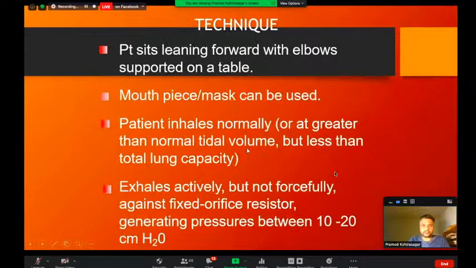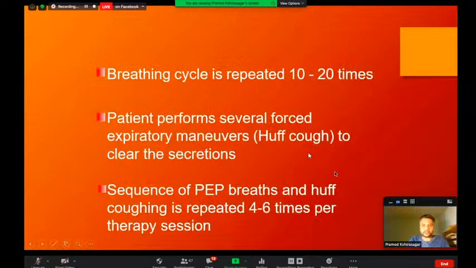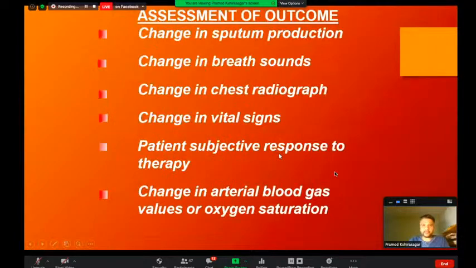So these are all the instructions for patients, but the very important thing is you have to set the pressure between 10 to 20 centimeters of water. Also, during any of this, the PEP or flutter or a cappella, you want to ask the patient to cough to clear the airway secretions at the end.